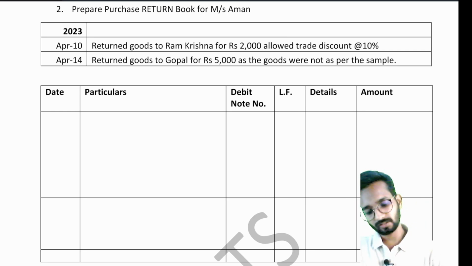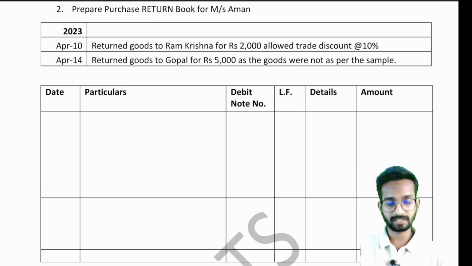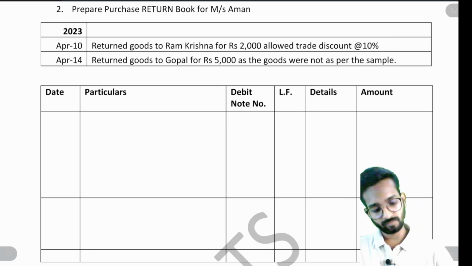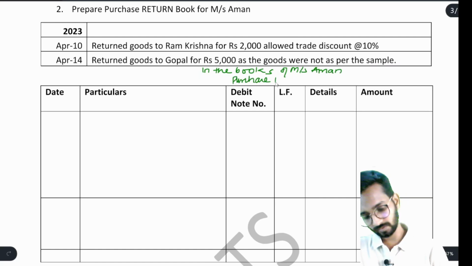Now, in this question, we have to prepare the purchase return book for Mrs. Aman. Understand, whatever we have purchased on credit, if we are returning that back, we write it in the purchase return book. For whom? For Mrs. Aman. So we will write in the books of Mrs. Aman. What are we writing? Purchase return book.